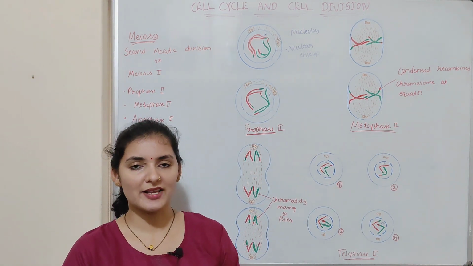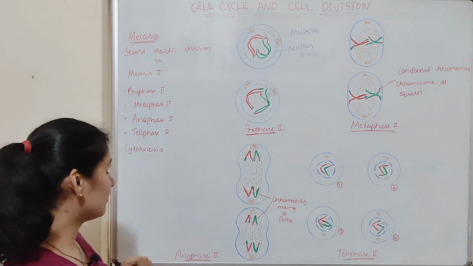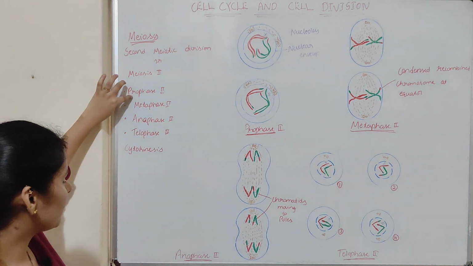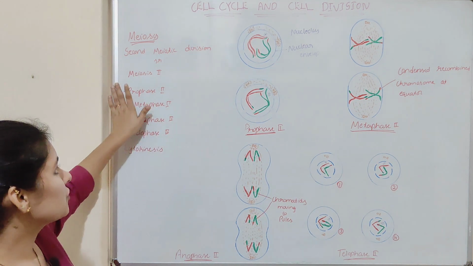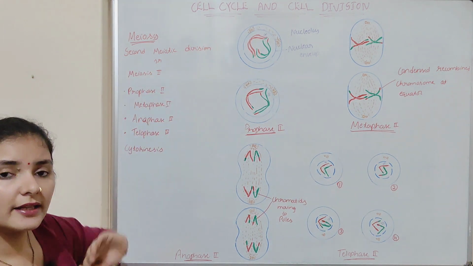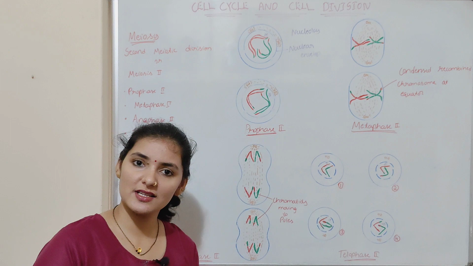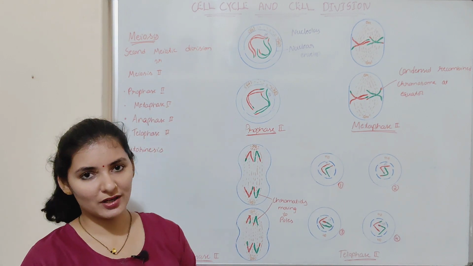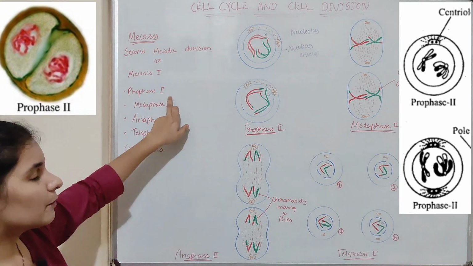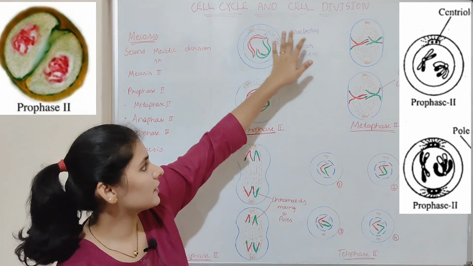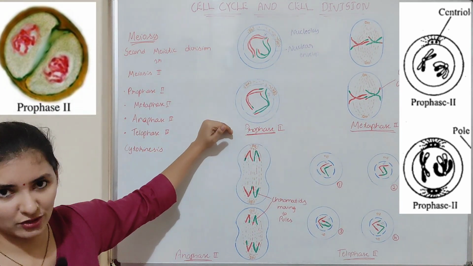Even meiosis II has mainly four substages like that of mitosis. They are Prophase II, Metaphase II, Anaphase II and Telophase II. So these are the stages of karyokinesis. Karyokinesis means division of nucleus. So we'll discuss these four stages one by one. First one is Prophase II. So this is the Prophase II step which is similar to that of mitosis.